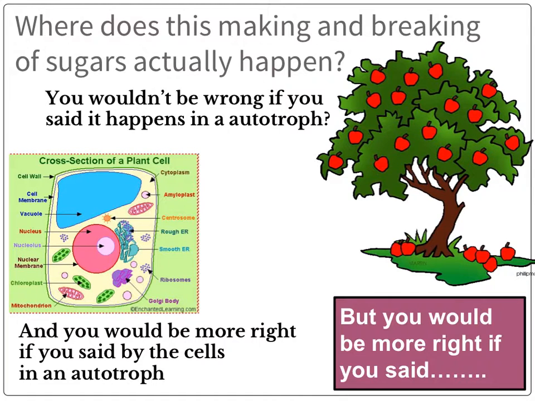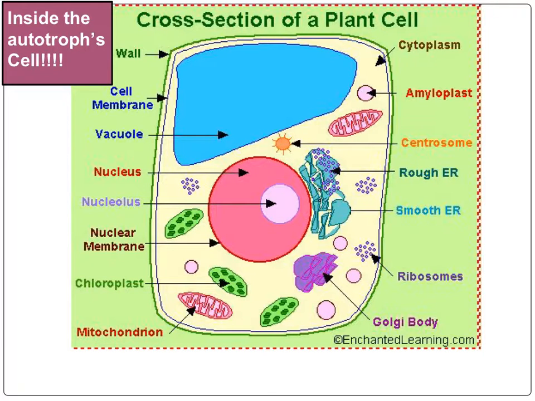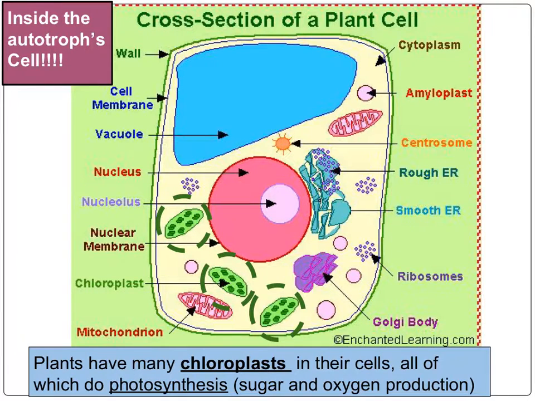I know you all just responded autotroph right now, and you wouldn't be wrong if you said that. But you would be more right if you said it was by the cells in an autotroph. And you'd be even more right if you said inside the autotroph's cell. More specifically, it happens in the chloroplast. Plants have many chloroplasts in their cells, all of which do photosynthesis, sugar and oxygen production.